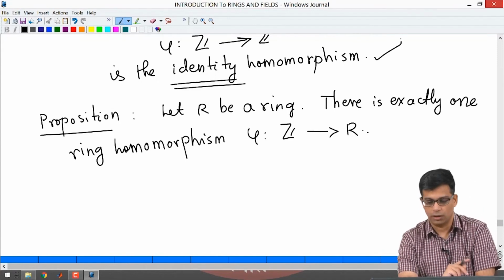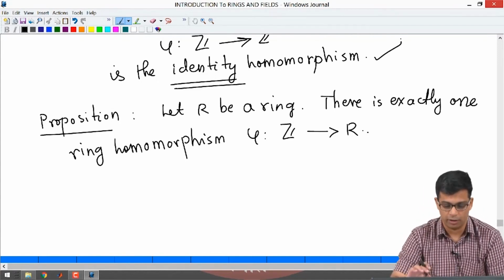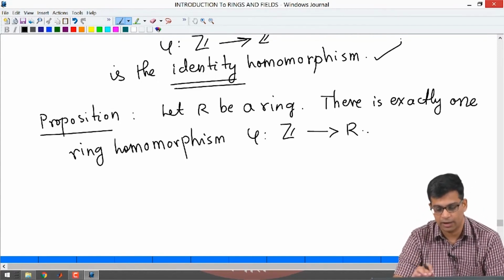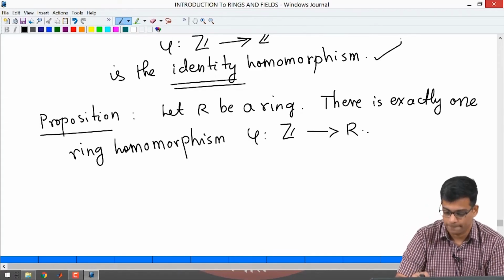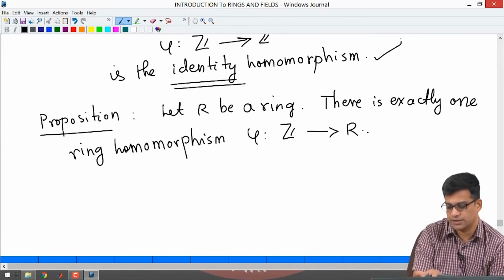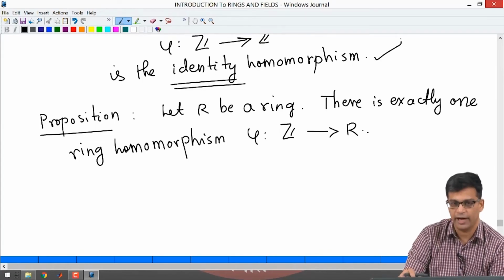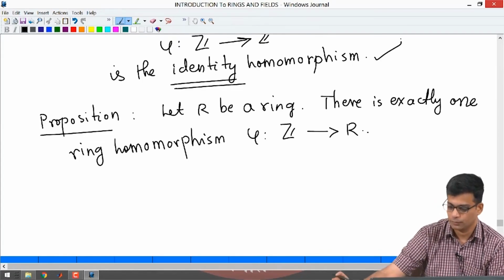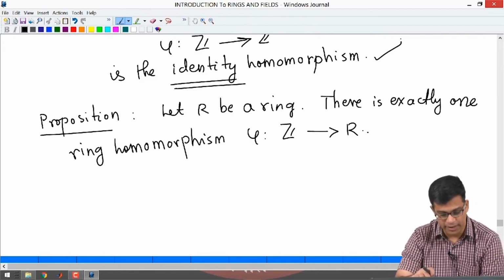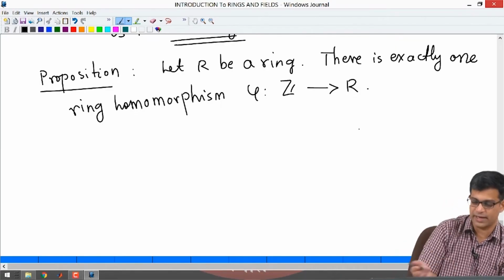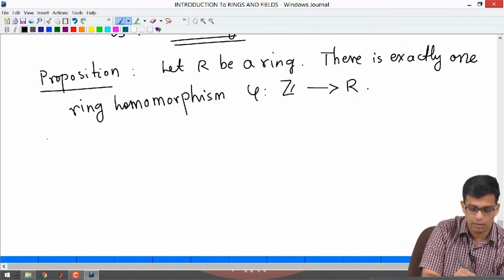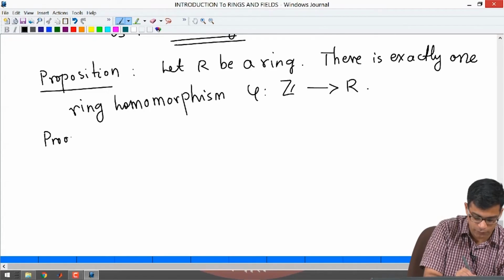from Z to R. This is a very crucial statement in ring theory, and it tells you that integers are somewhat special among all the rings. They are special because there is always a homomorphism from Z to R, and there is in fact exactly one. So, we are saying two things here, there is a homomorphism and there is exactly one. That gives Z a special place in the world of rings. So, what is the proof of this?